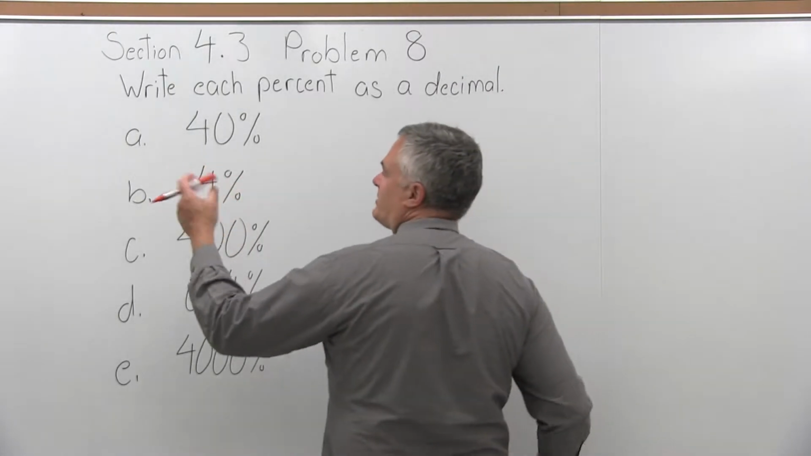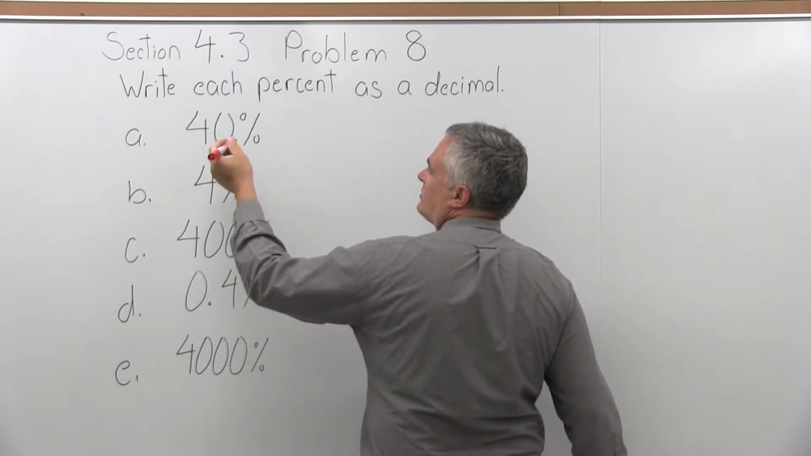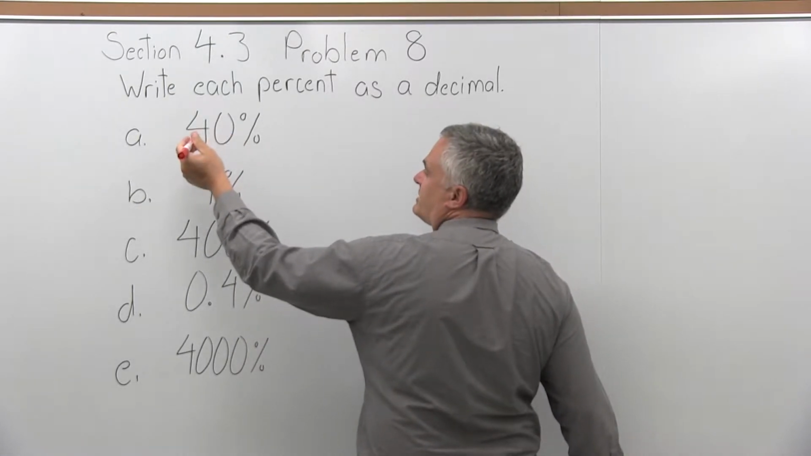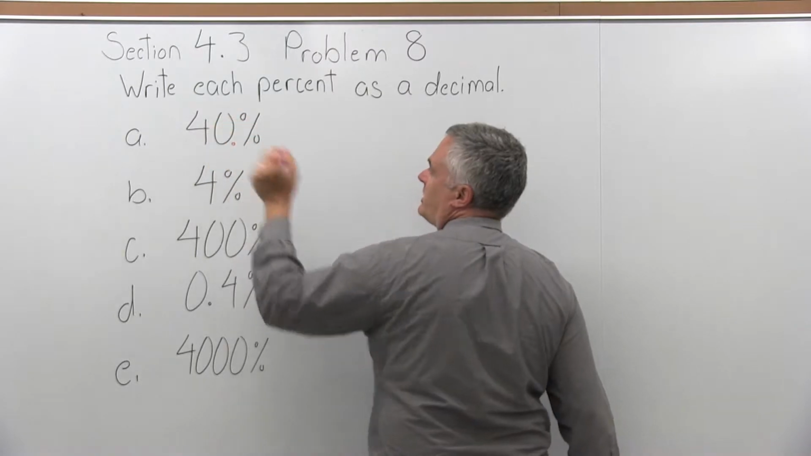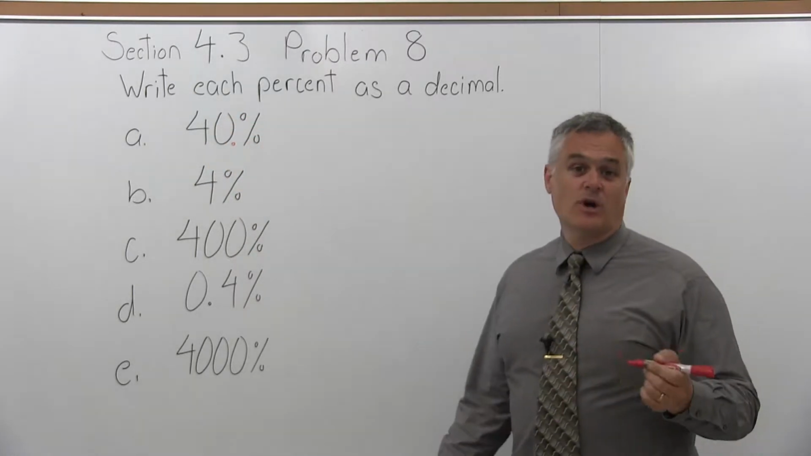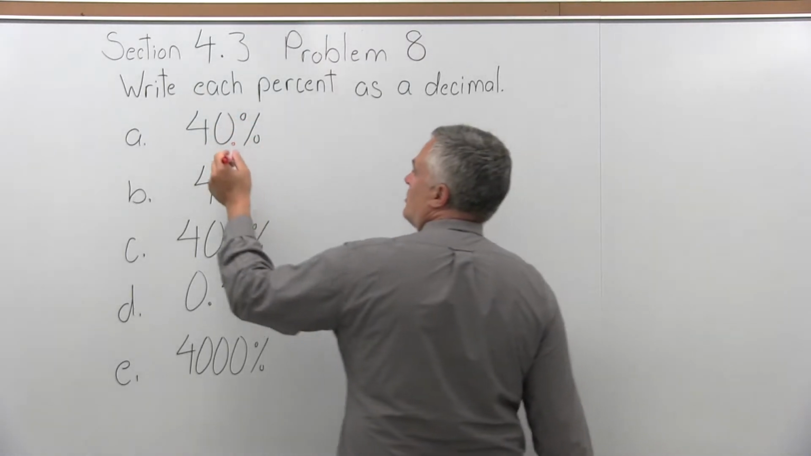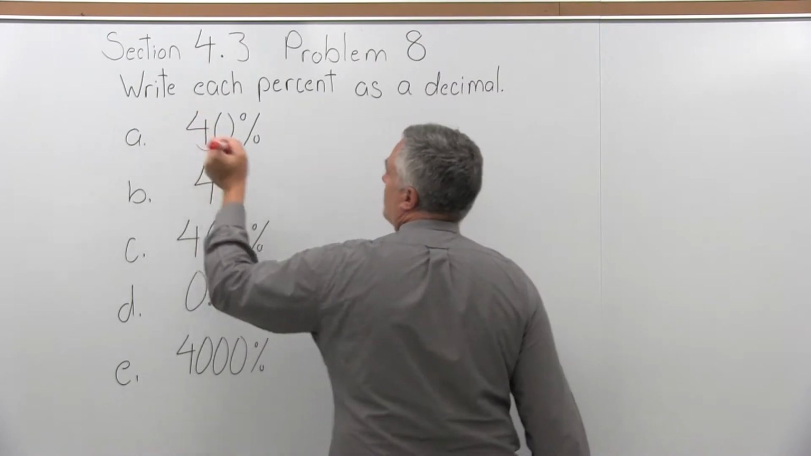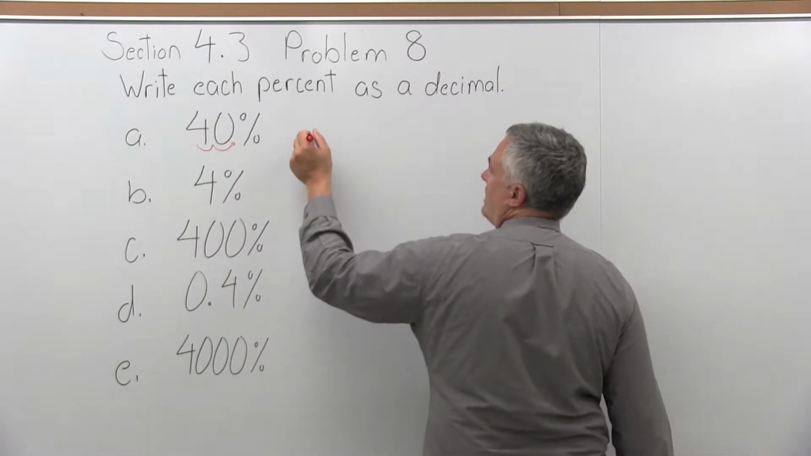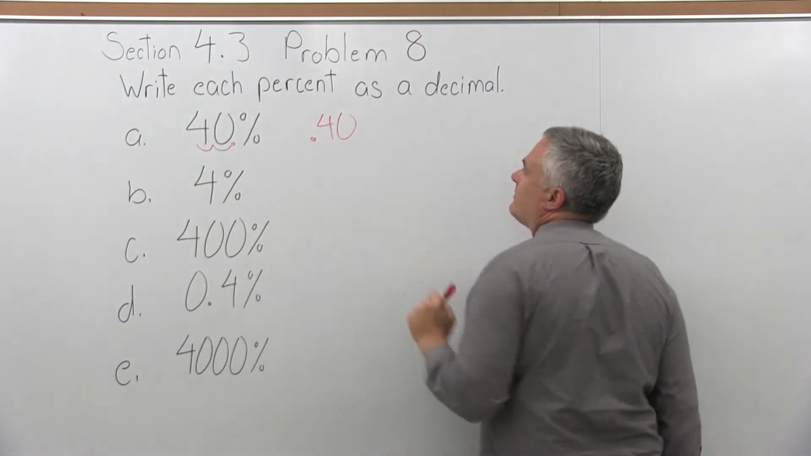So the first one, 40%, as a decimal, what you would do is take the decimal point and move it 2 places to the left. Now there's no decimal point written, but you can assume it's at the end, at the far right or to the right of the 0. So move 2 places to the left and it would come to the left of the 4, and you would have 0.40.